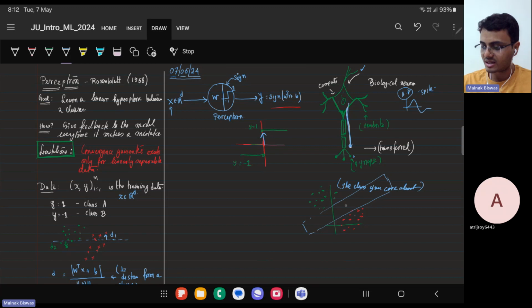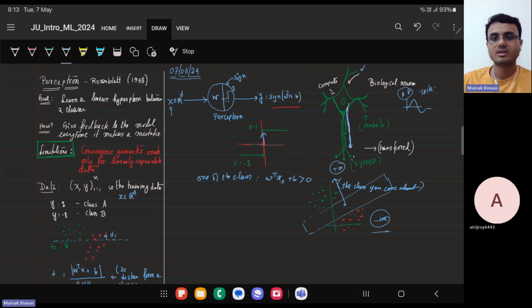So if I have a hyperplane that is separating them, do you agree that for one of the classes, W transpose X plus B will be greater than 0? For example, we are taking this side to be positive and this side to be negative, right? Yes. So one of the classes will be positive, one will be negative. We have done this, right?